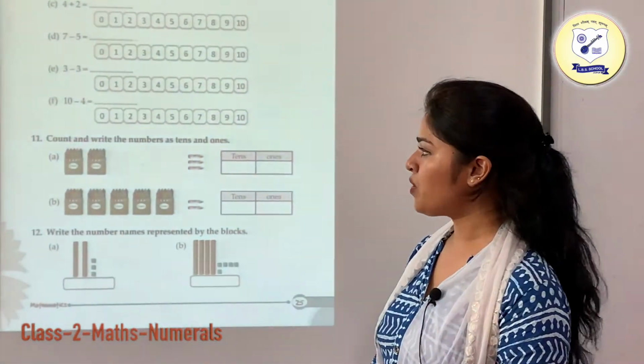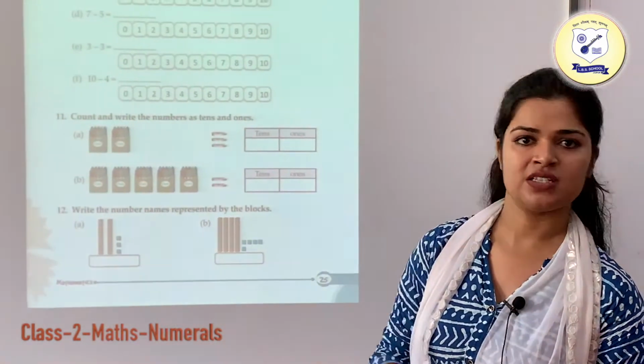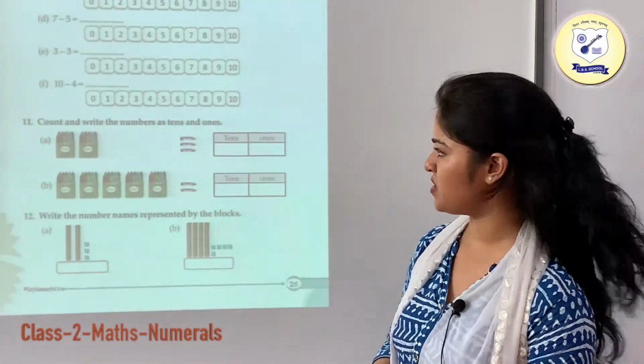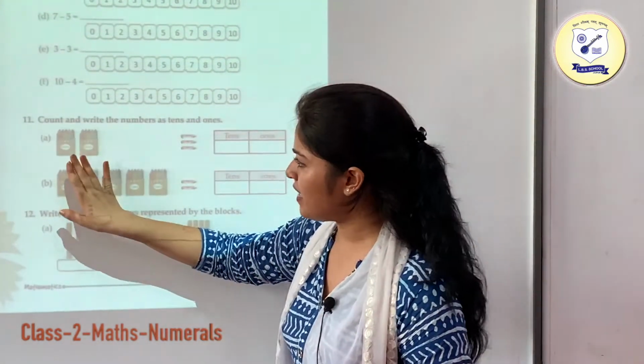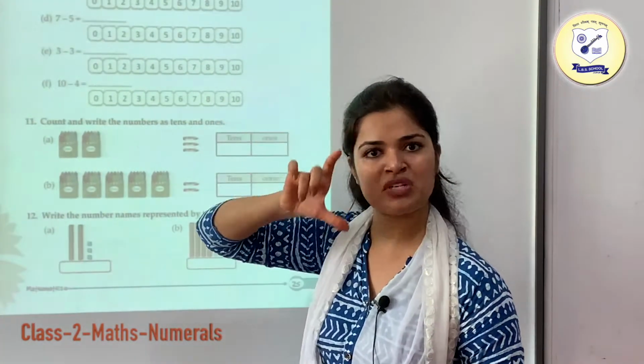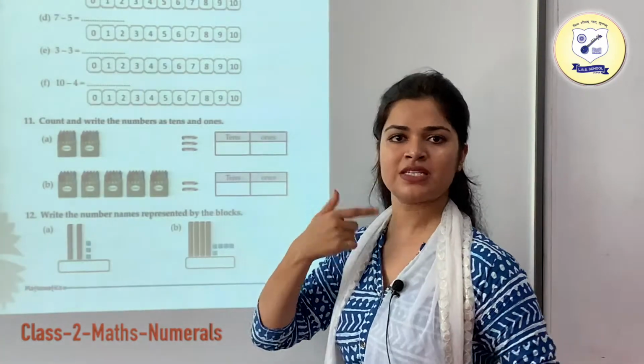Now count and write the numbers as tens and ones. Now we are going to count the numbers and write them as tens and ones. As you can see, in tens we are having this 1 and 2. This one box represents 10 and this is going to be your 20 when you start counting it.